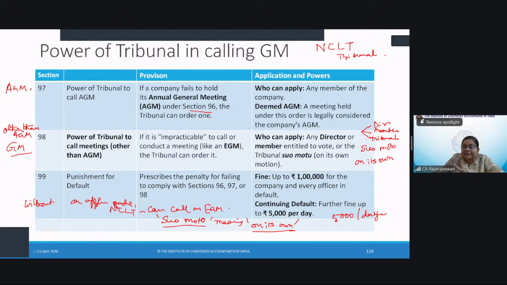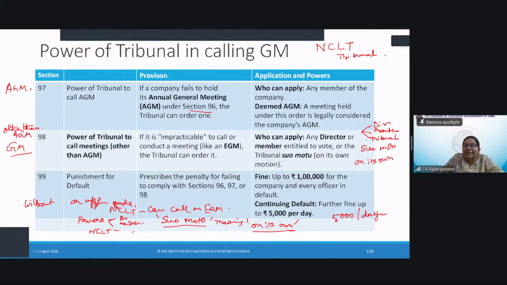It may not exercise it. That is a different issue. But it has got the power to call a meeting. So see, when I say powers, some can be exercised and some need not be exercised. Generally, practically, only the director or a member will make an application to call the general meeting. But NCLT has got a wide power. Even though no application has been made to it, on its own it can order.